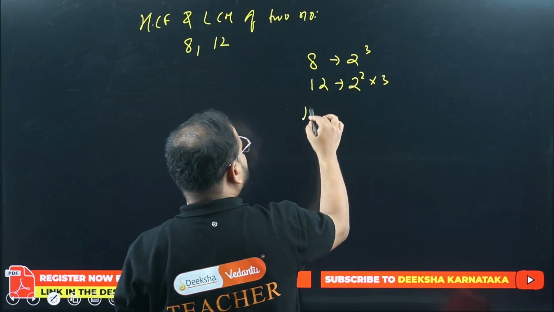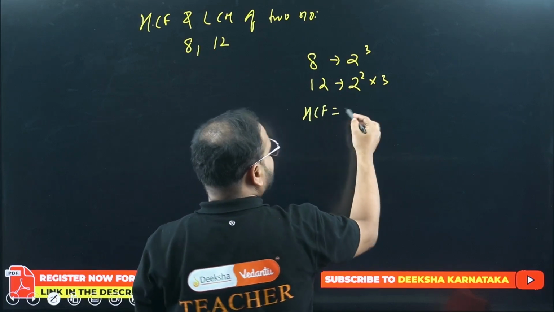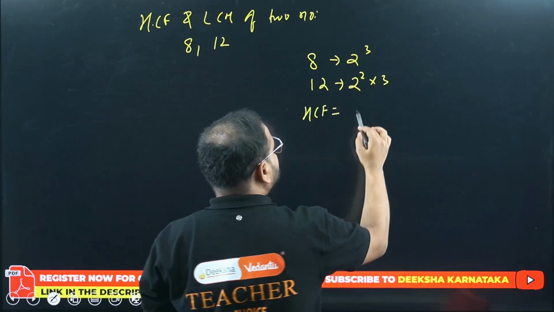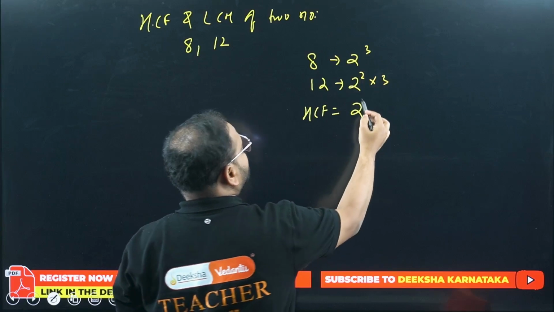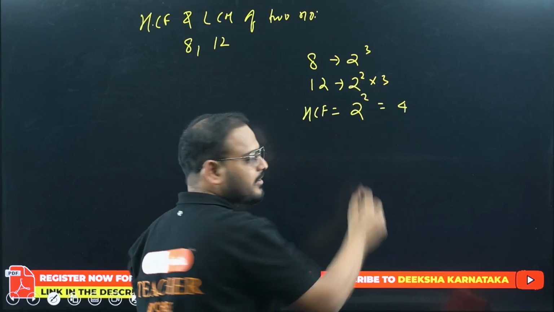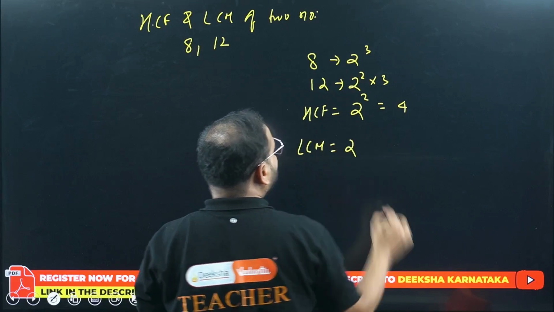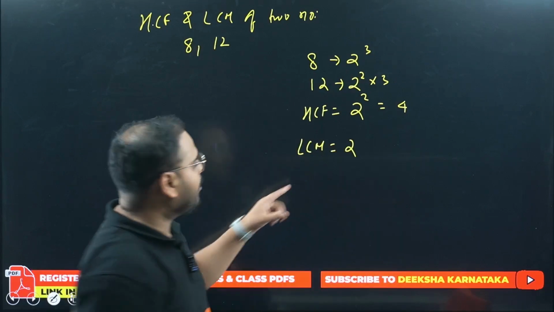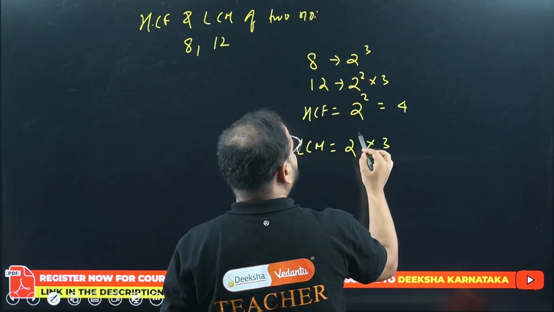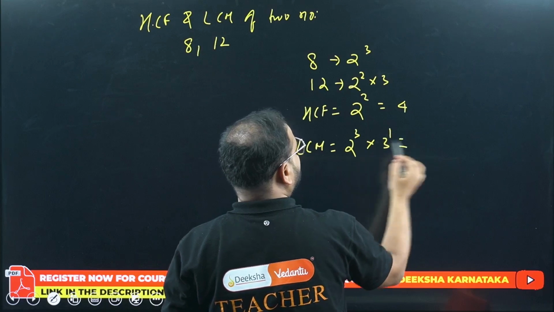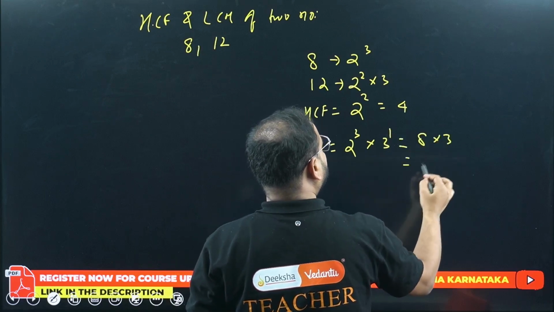What is my HCF? My HCF is simply the common factors with the least power. So 2 cube and 2 square, the answer is 4. Common factor with least power. What about LCM? My LCM will be all the factors with the highest power. So 2 into 3, power is 3 and power is 1. How much is that? 8 times 3, that is 24.